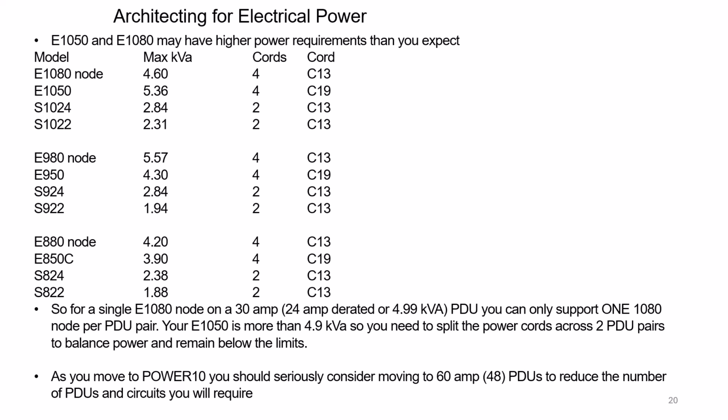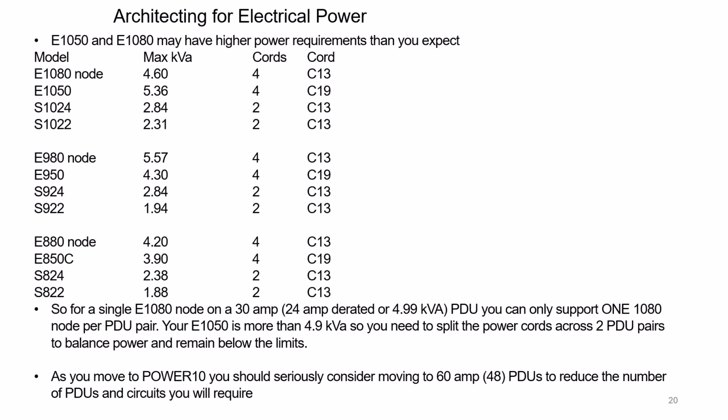On this slide, I'm trying to show you the maximum kVAs for various types of nodes and also the power cord requirements. One of the things you'll see is that the E1050, E950, and E850C are all C19 receptacles. Since most PDUs are either C13 or C19, you need to know from your actual PDU which receptacles they take. There may be a couple of them out there that actually have both, but that would be very rare.